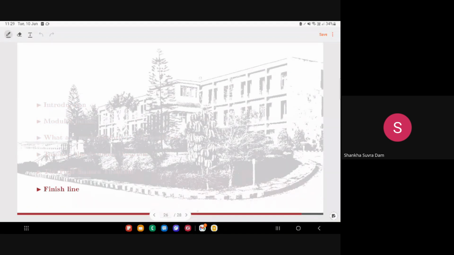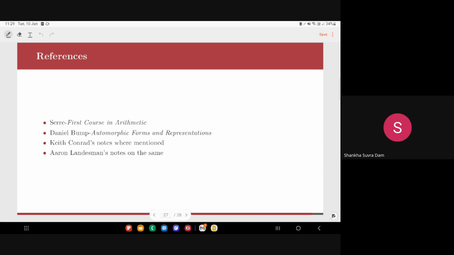So yeah, references are these. First Course in Arithmetic, Automorphic Forms and Representations. This is the book that I'm principally following, but it does not have too many definitions motivating what modular forms are, so I refer to this for that. And Keith Conrad's notes are wonderful, for any topic that you want to read, algebraic stuff.